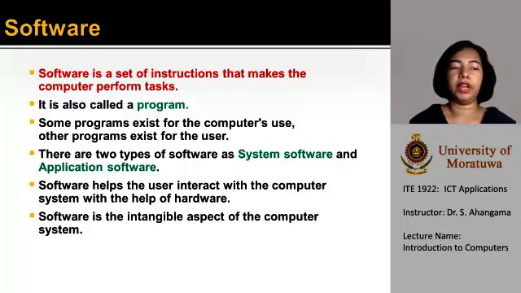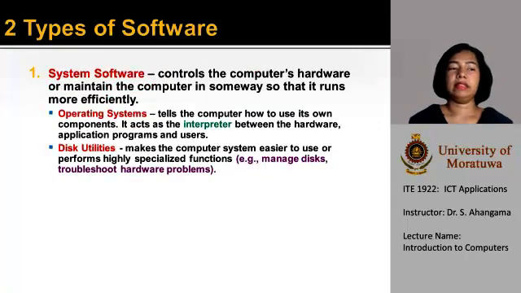We can identify two types of software as system software and application software. System software controls the computer's hardware or maintains the computer in some way so that it runs more efficiently. We can identify two types as operating systems and disk utilities.